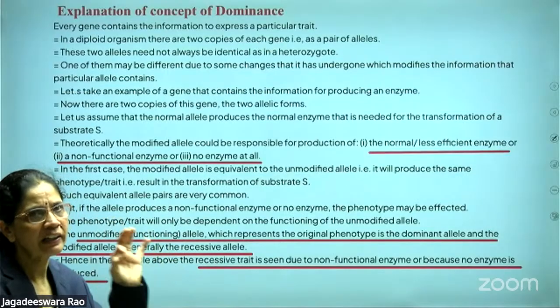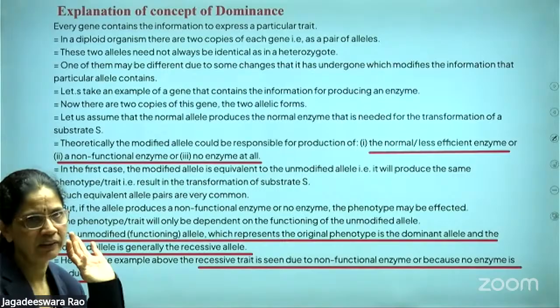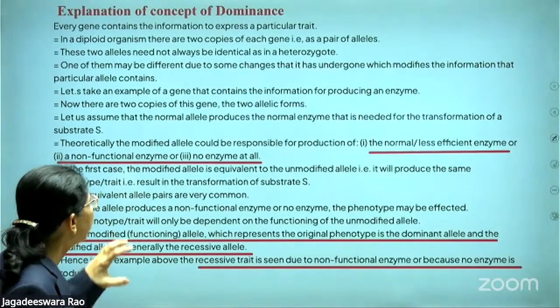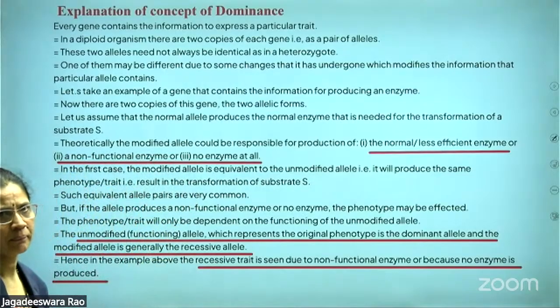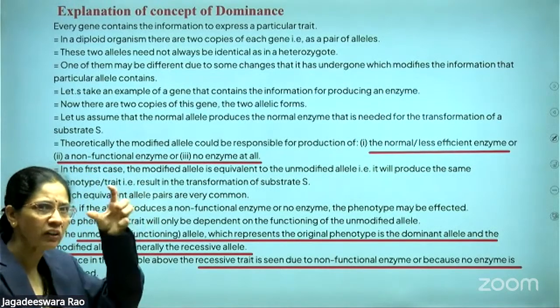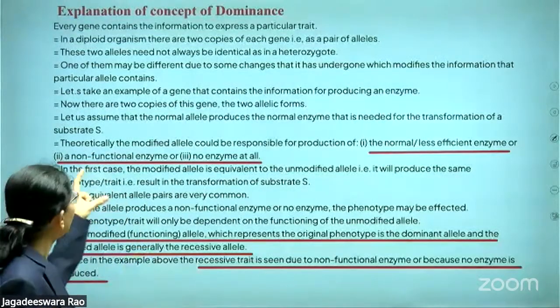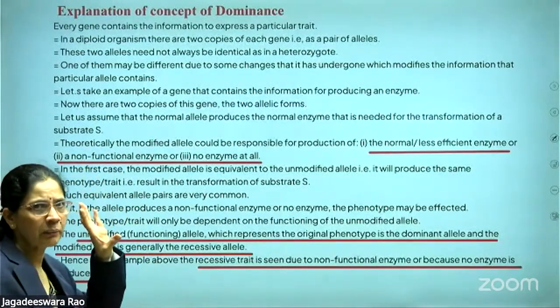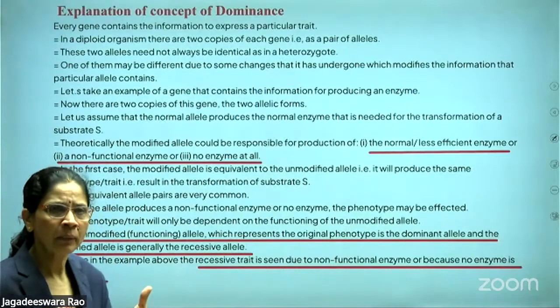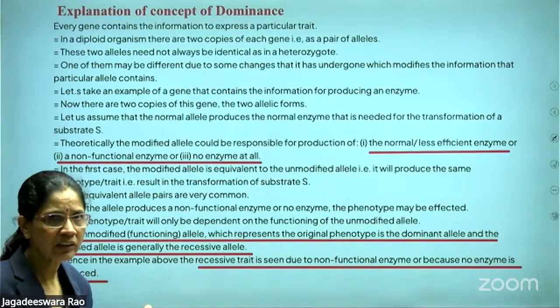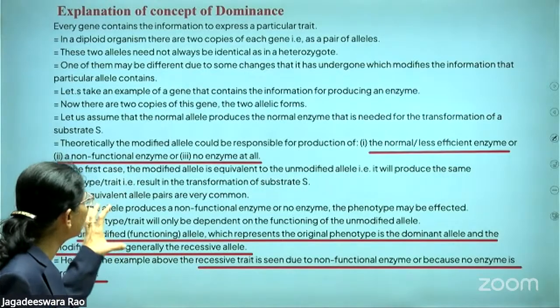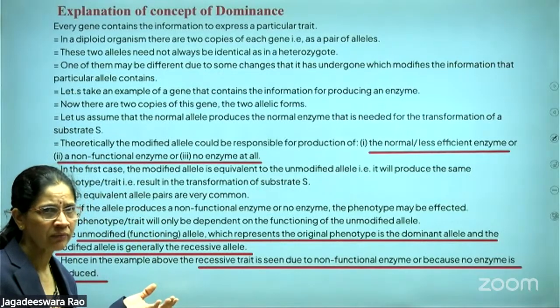We will get the same character as our parent. Clear, children? If the allele is producing a non-functional enzyme, it got mutated. Mutation means there is a change in the sequence of a DNA, then it will result in a non-functional enzyme. Enzyme is not functioning means the catalyst is not there, then the reaction will not occur. Reaction will not occur means the character will not be expressed, right, children?